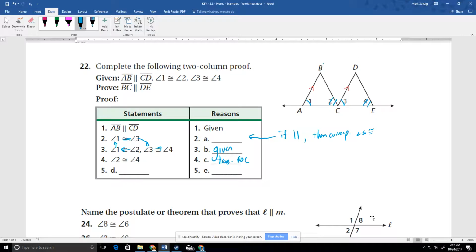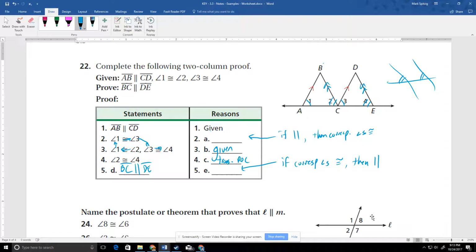And so, as we're trying to prove BC and DE parallel, we can, because now we know corresponding angles are congruent, right? We're trying to prove these lines parallel, and we know that angles 2 and 4 are congruent. I marked them with 2, right? So we can actually say that. So we're saying, okay, BC is parallel to DE. And the reason why is because if corresponding angles are congruent, then the lines are parallel. And it's basically the converse of this one.